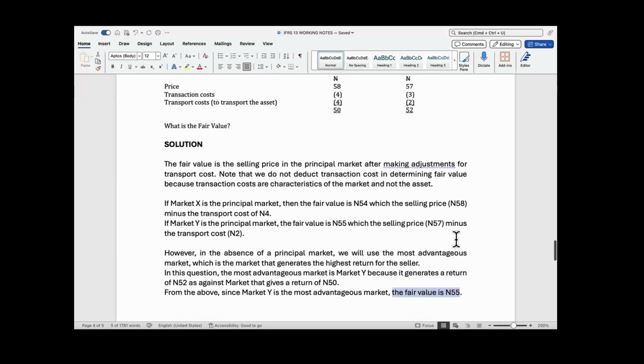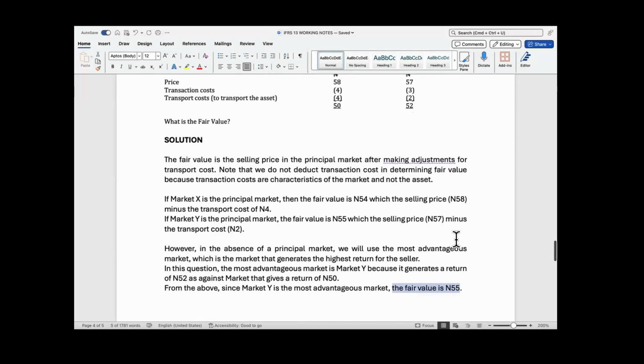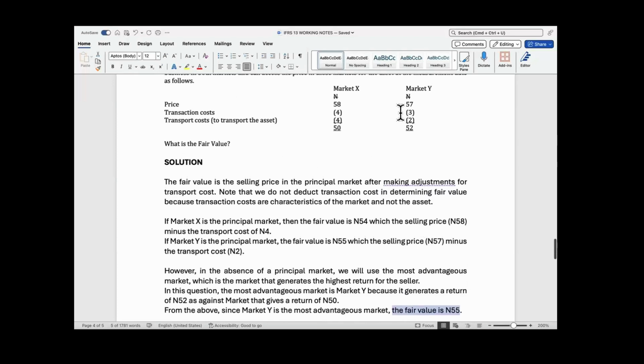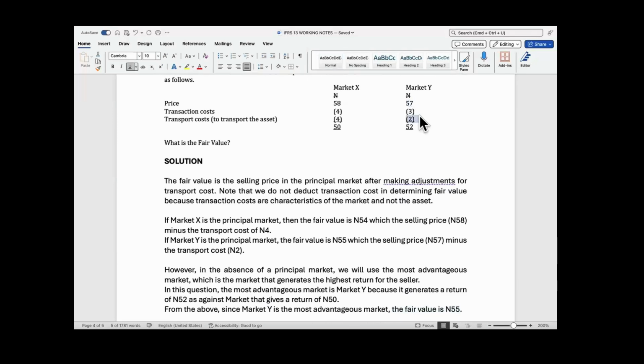Remember that for fair value, you don't deduct transaction cost. You only deduct transport cost and any other directly attributable cost. And that's why to get the fair value it is 57 minus 2.